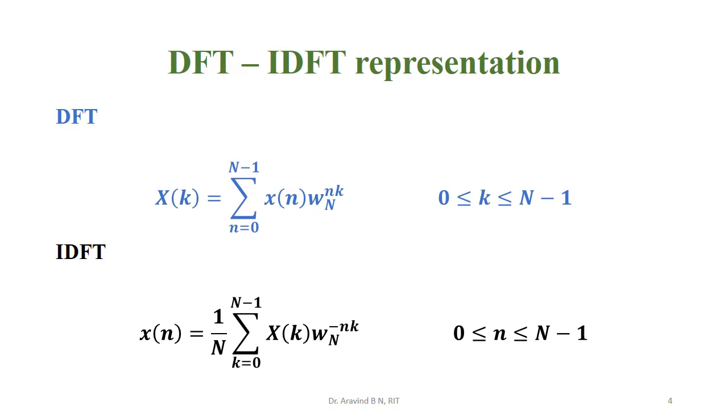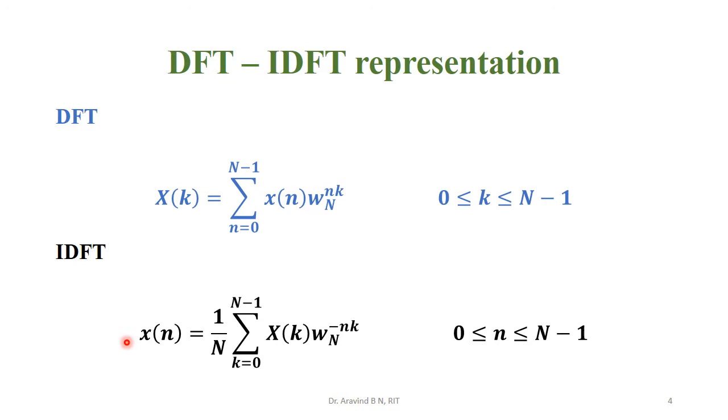Let us have a look back into what we had gone through in the major part. So DFT, IDFT representations we had gone through. The DFT representation is given by X of k is equal to summation n is equal to 0 to N minus 1, x of n omega_N^{nk}, for all the values of k from 0 to N minus 1.